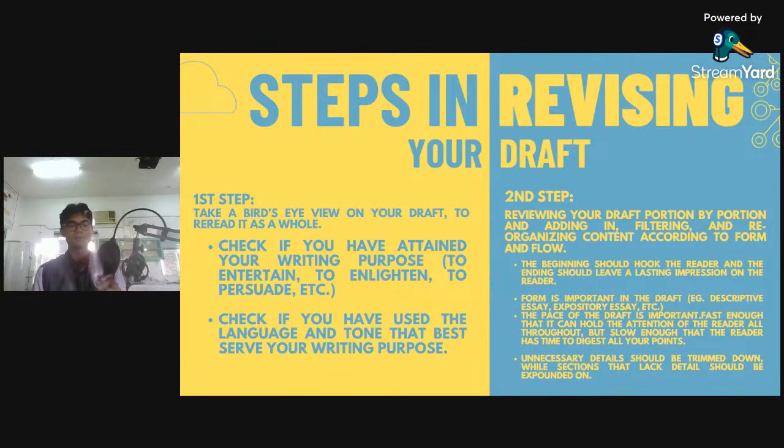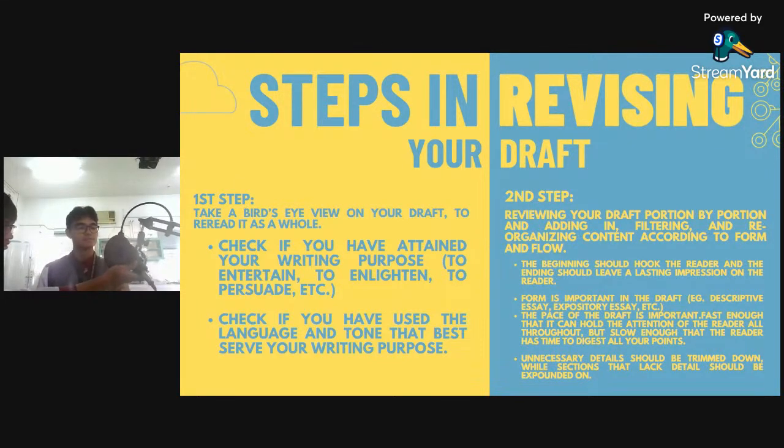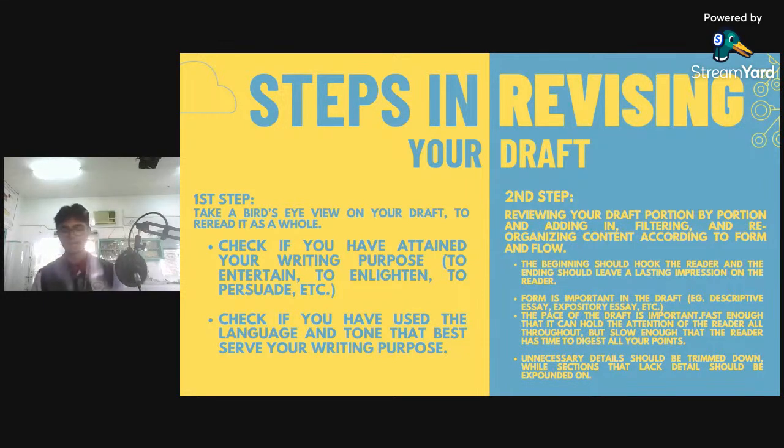The second bullet point is check if you have used the language and tone that best serve your writing purpose. You guys know context, right? So the second bullet means check if you have the right context and the right specifications for your draft. It would be weird if you were to write a novel about horror, and then out of nowhere the tone of the draft you are writing would become comedic.